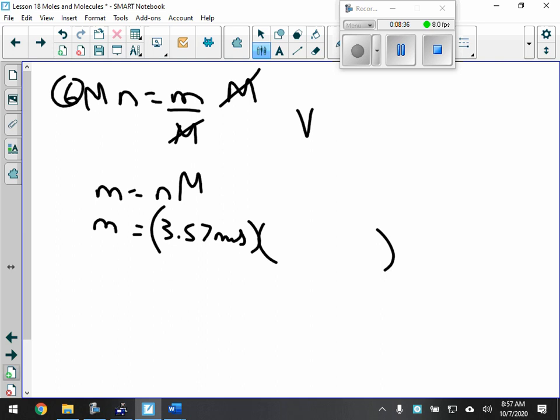50.94 grams per mole. And that just comes right from the periodic table. And we simply multiply those two numbers and we should get 182-ish. Okay, good?